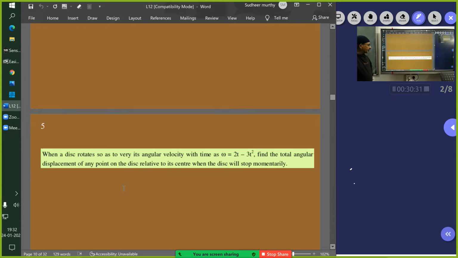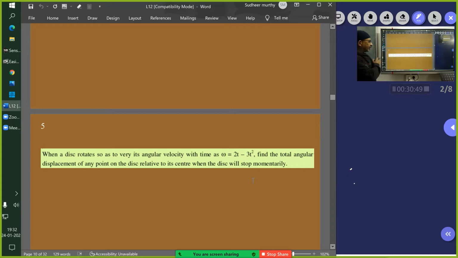When the disc rotates so as to vary its angular velocity as a function of time, find the total angular displacement of any point of the disc relative to the center.